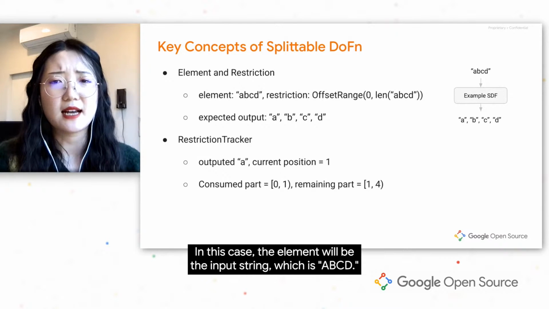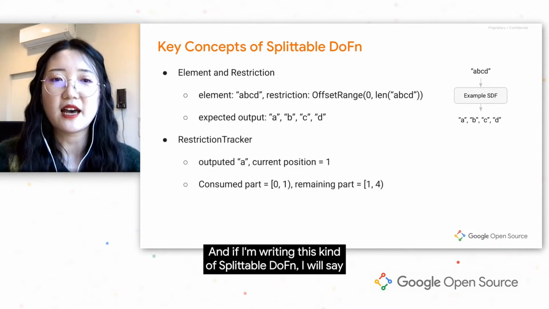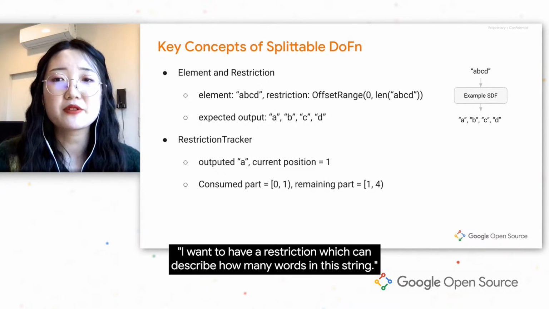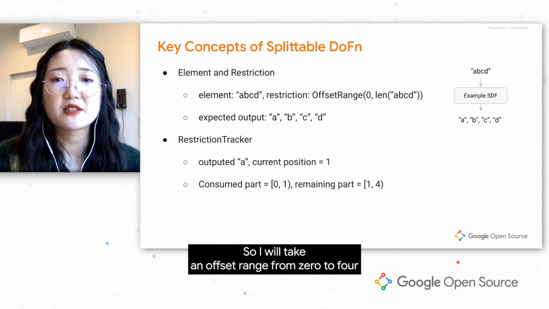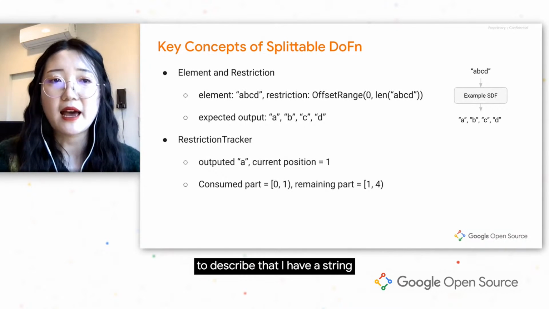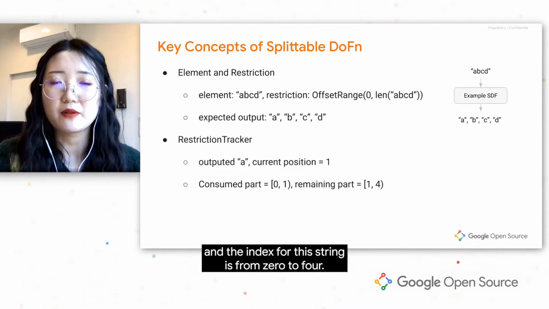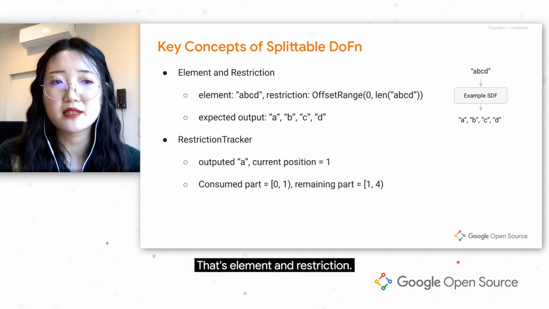In this case, the element will be the input string, which is ABCD. And if I'm writing this kind of Splittable DoFn, I will say I want a restriction which can describe how much work is in this string. So I will take an offset range from 0 to 4 to describe that I have a string, and the index for this string is from 0 to 4. So that's element and restriction.